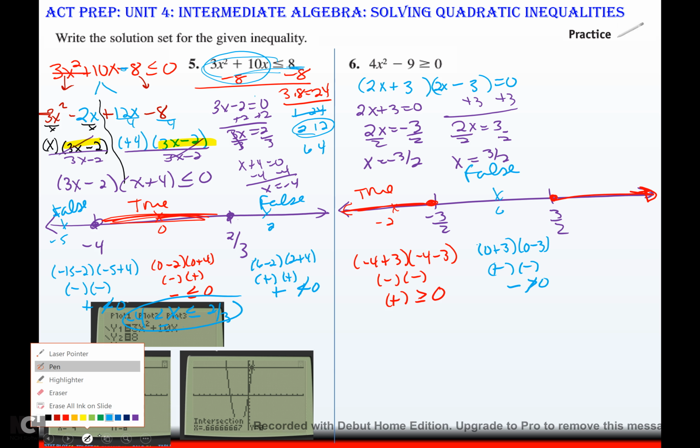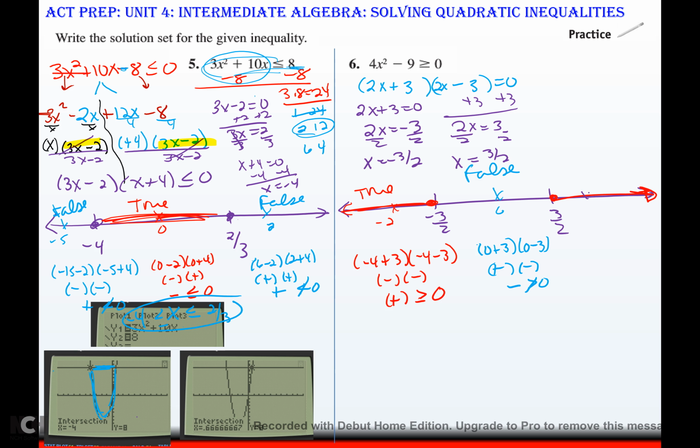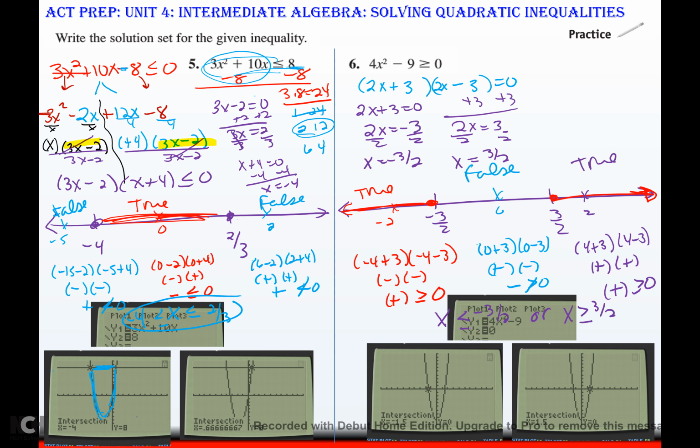Pick something higher than 1.5, like 2. That would be 2 times 2 is 4 plus 3. 2 times 2 is 4 minus 3. Well, that's a positive, and that's a positive, which is a positive, which is always greater than 0. So this is true. Which means my solutions are all x's less than -3/2, or all x's greater than or equal to 3/2. And again, if you look, this one's saying, when is the parabola above 0? Well, that's here and here, which correspond to those x's and those x's.